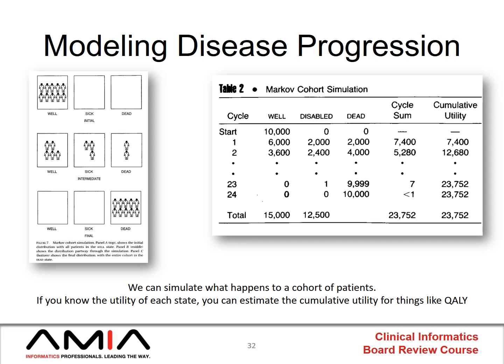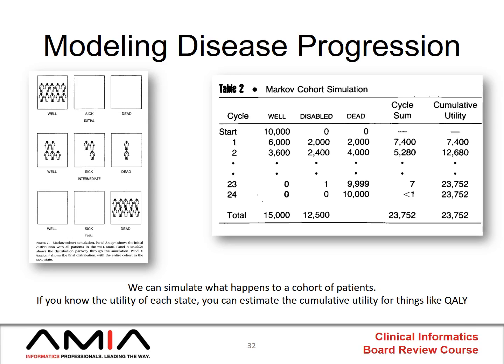And because we have these probabilities, and let's say, for example, we also know the utility of each state. We know the utility of being well, the utility of being disabled, and so on, from maybe quality adjusted life years. We can model the lifetime utility, or the cumulative utility, of a hypothetical population as they move through this disease state with their varying probabilities.